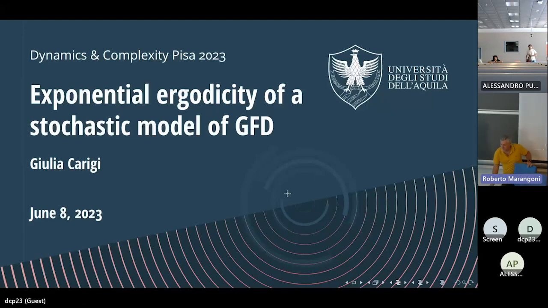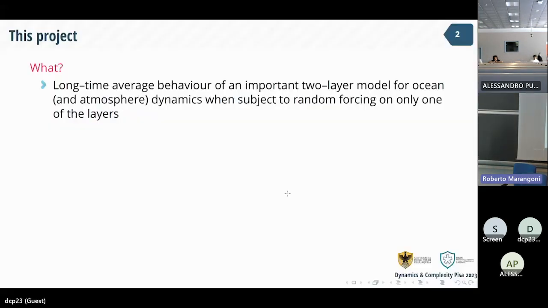I'm going to talk about exponential ergodicity for a model for geophysical fluid dynamics, GFD there. This is an ongoing project.